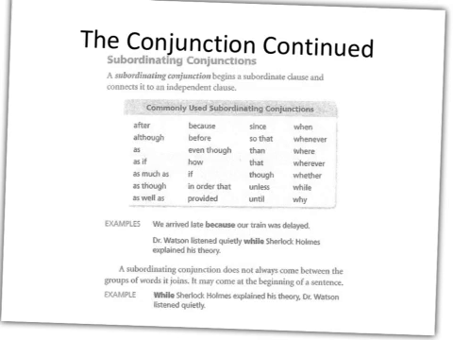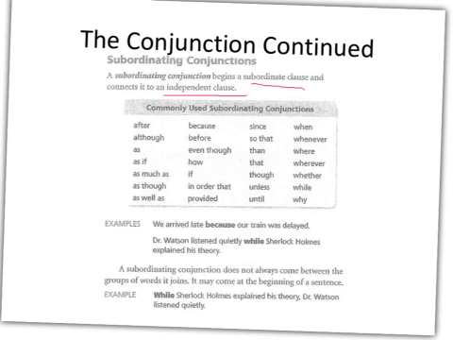So the other type of conjunction we're going to talk about is a subordinating conjunction. A subordinating conjunction begins a subordinate clause and connects it to an independent clause. So just for simplicity's sake, a subordinate clause is a clause that is not a complete sentence. And a clause is any set of words that has a noun and a verb in it. An independent clause is a complete sentence, and it can stand on its own. So here's a list of some commonly used subordinating conjunctions.